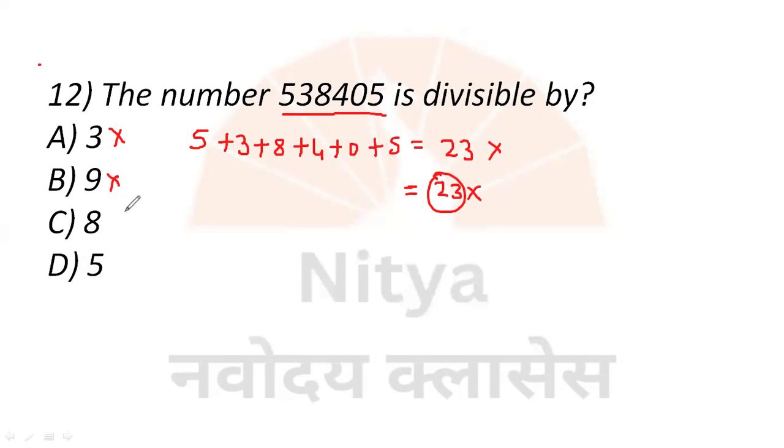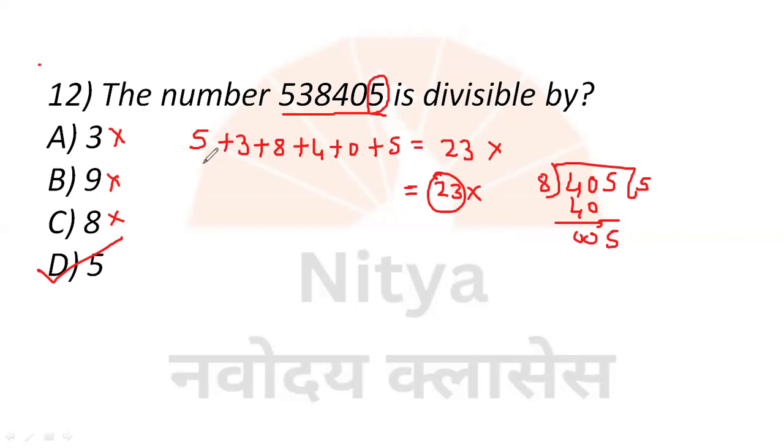8's divisibility rule is if the last three digits are divisible by 8. 405, 8 5s are 40 and the remainder is 5. So this is also not divisible by 8, so this is also not our answer. And option D, 5. 5's divisibility rule is if the last unit digit is 5, then the whole number is also divisible by 5. So option D is the answer.